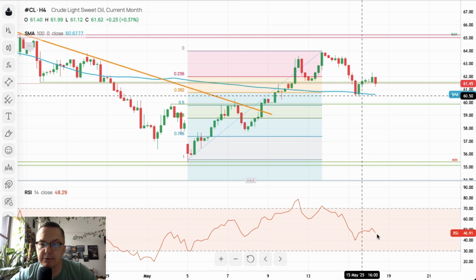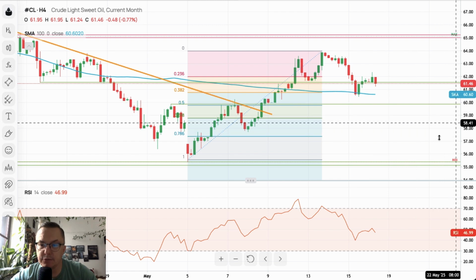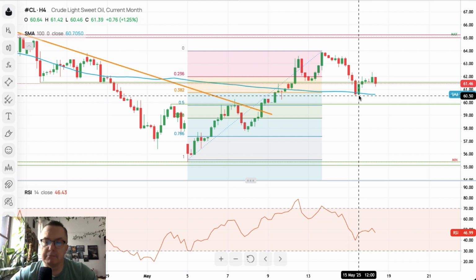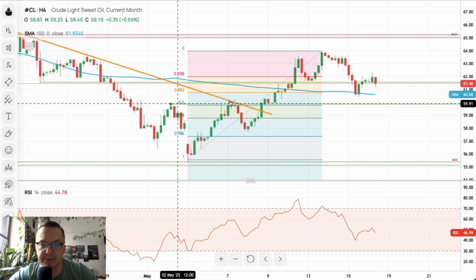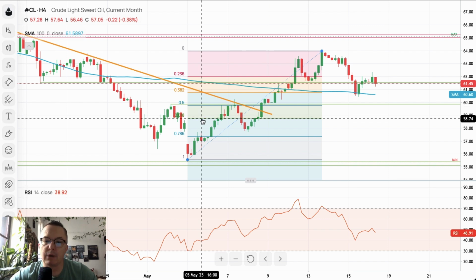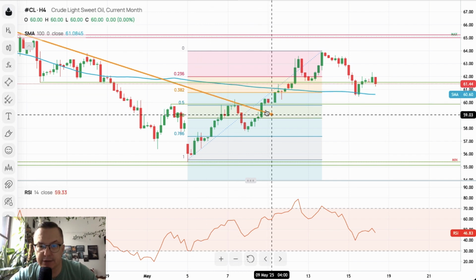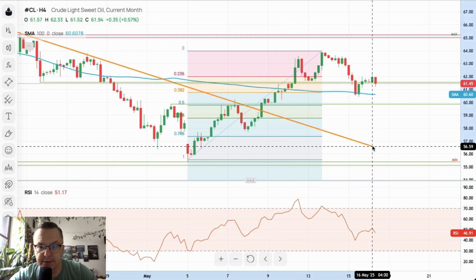So any breakout below the 100 periods moving average, which is 60.60, and below yesterday's low at 60.46, makes quite possible that the level of 50% of the Fibonacci retracement is tested, or even 61% might be tested. So the outlook remains still bearish for the crude oil. Any breakout back down below the trend line. Let me just make it a little bit longer.